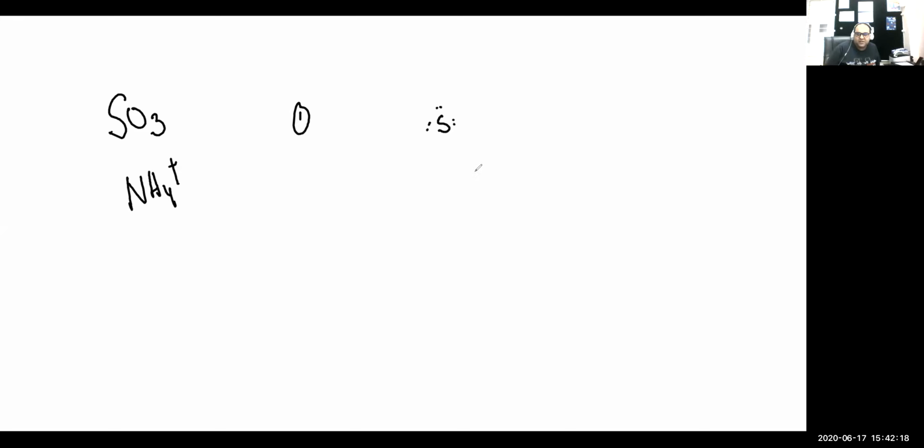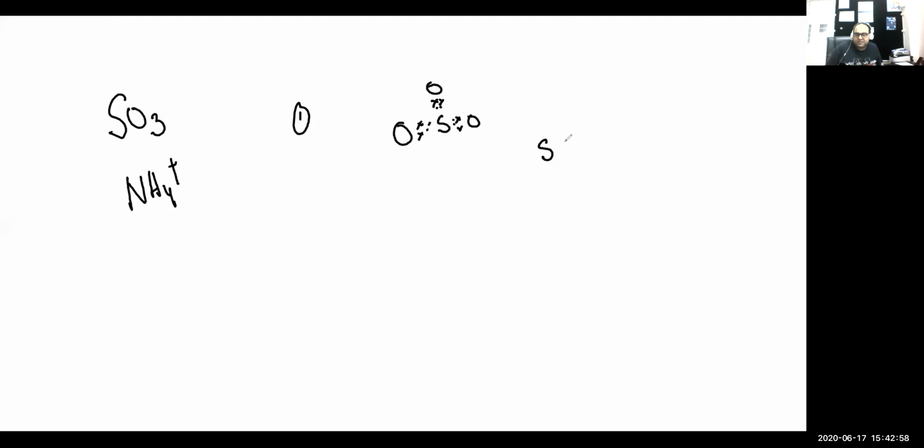So sulfur has how many electrons in the last shell? Oxygen has six electrons in the last shell, valency two. My bad. How many electron pairs are here, sir? Three. Okay.